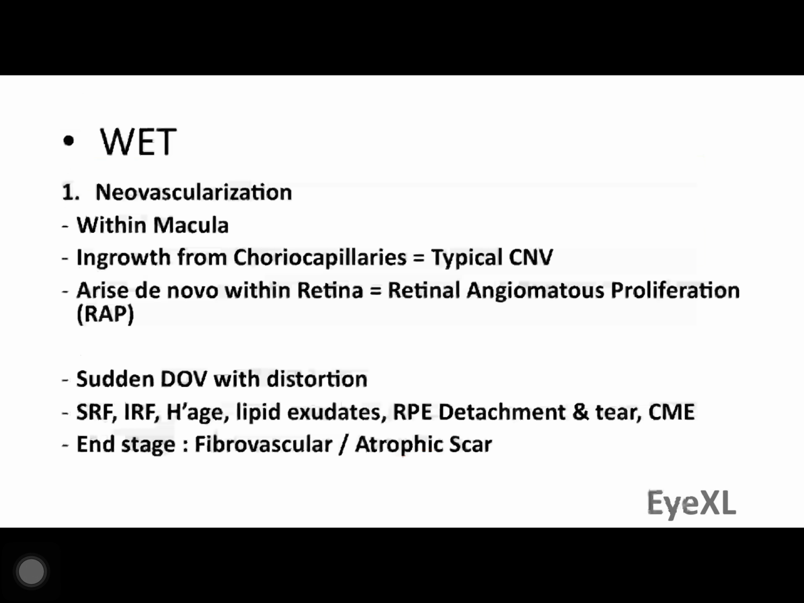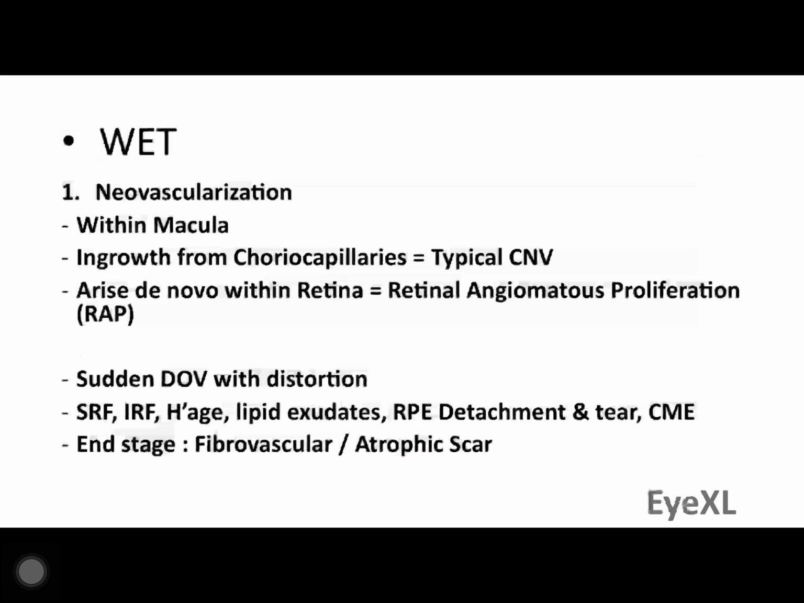First and foremost, neovascularization. This neovascularization happens within the macula, and there is an ingrowth from the choriocapillaris, also called a typical choroidal neovascularization. So the most common, where the choroid gives off new blood vessels into the retina, is called a typical choroidal neovascularization. Very rarely, the blood vessels arise within the retina. Such a condition will be called retinal angiomatous proliferation. Very rare, typical is much more common. So let us stick to that.